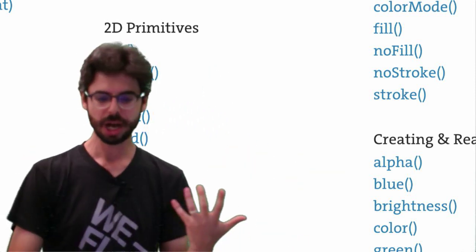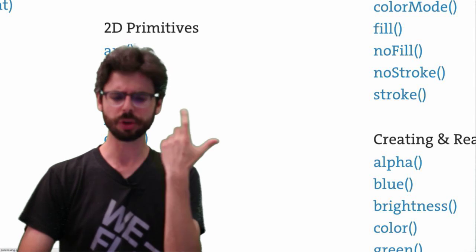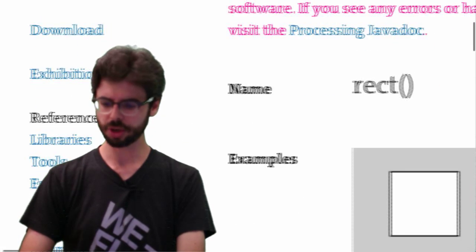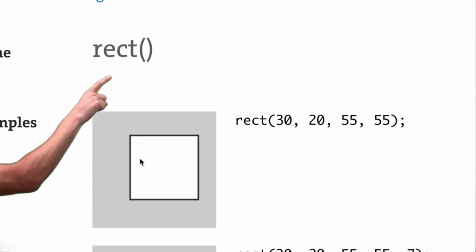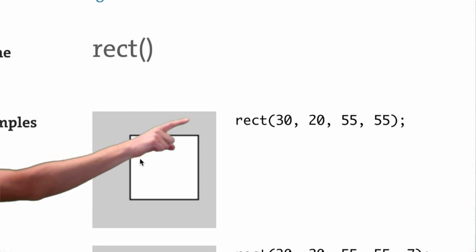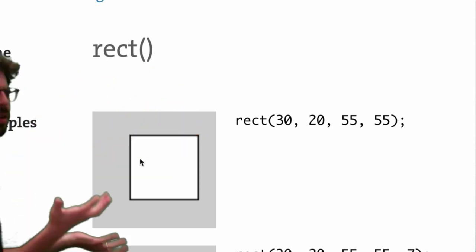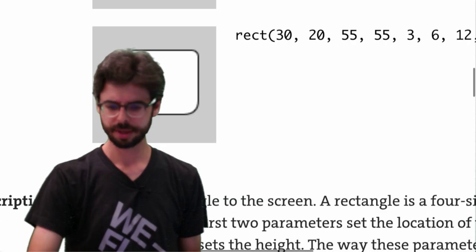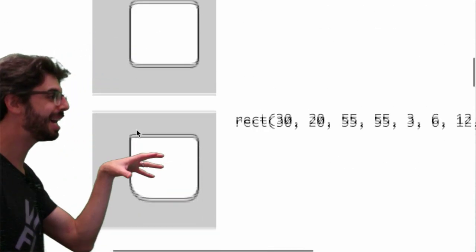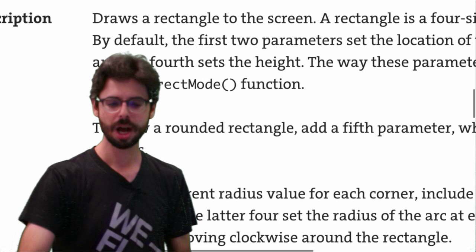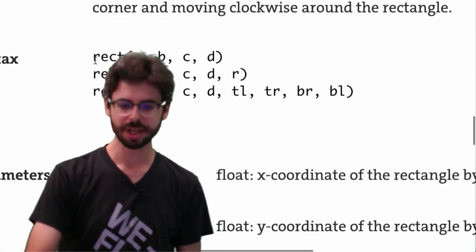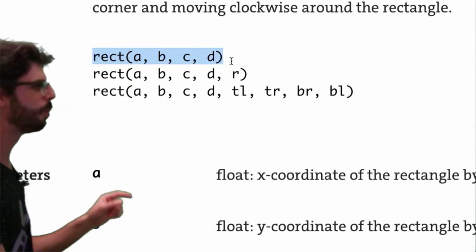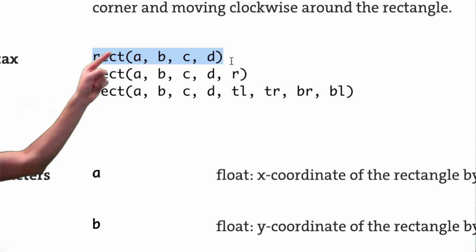So let's go to rectangle, which I think is a good one to look at. We can see, hey, look, here is the name of the function, rect, and here is an example of what it looks like: four numbers. I don't know what those numbers are. By the way, you can do rounded rectangles and all sorts of stuff, and you can read the description, but really, we can see here, this is what we're doing. We're making a rectangle with A, B, C, D.